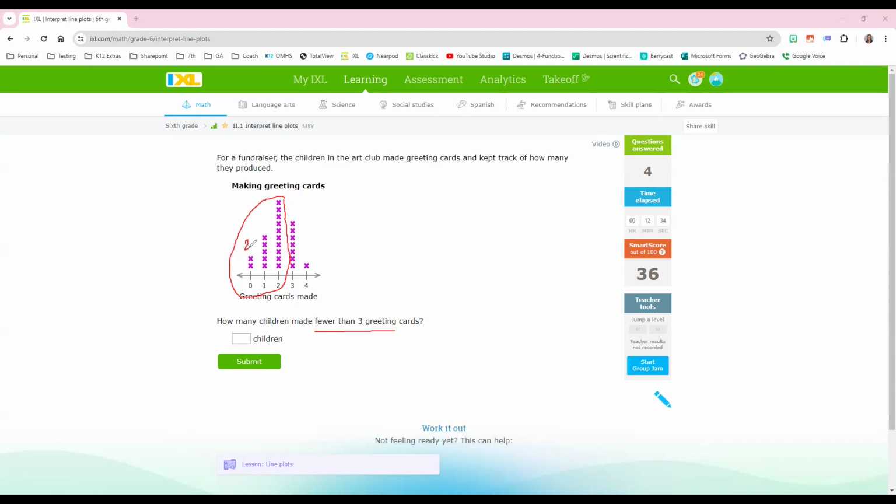So 2 people made 0 cards. 1, 2, 3, 4, 5 made 1 card. And then 1, 2, 3, 4, 5, 6, 7, 8, 9, 10 people made 2 cards. So if we tally that up, 10 plus 5 plus 2 would give us 17 children made fewer than 3 cards.